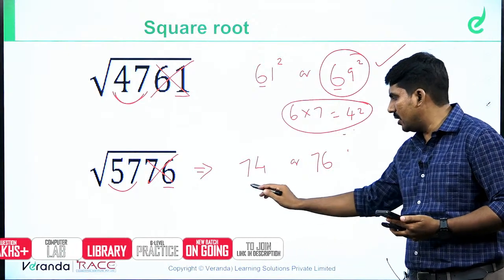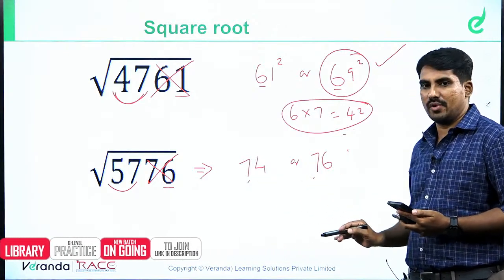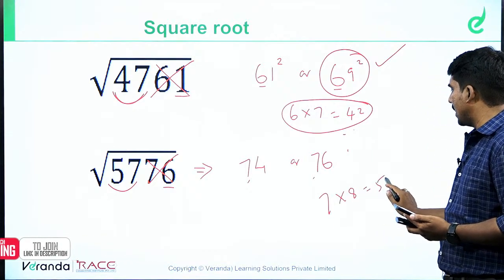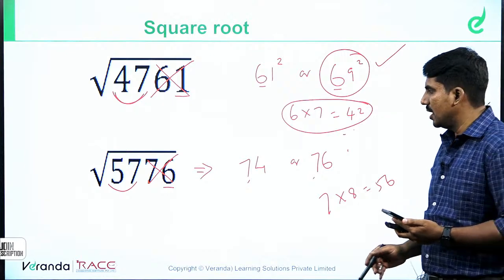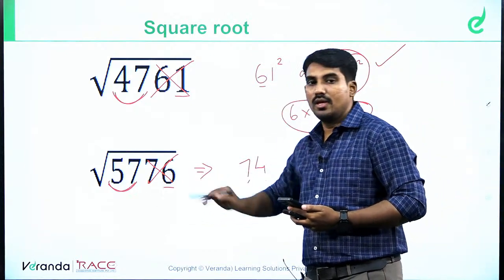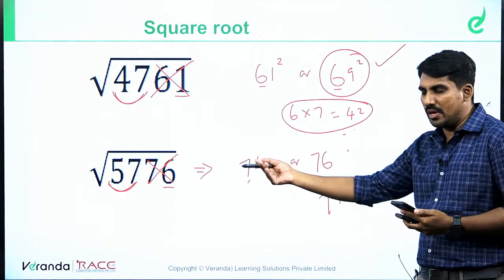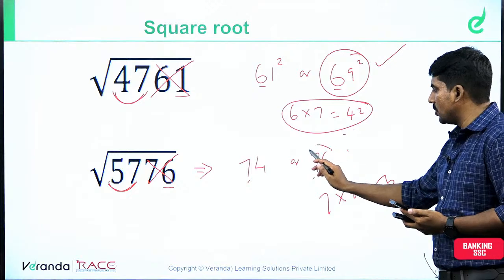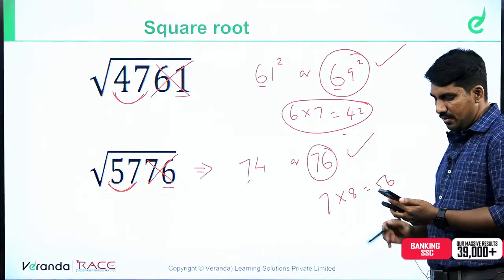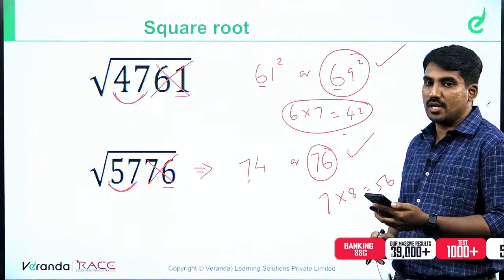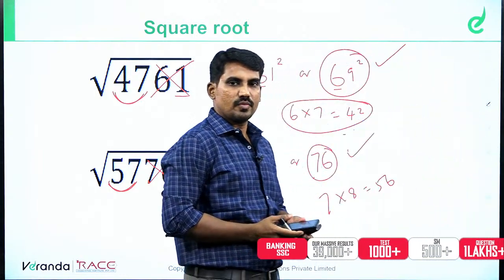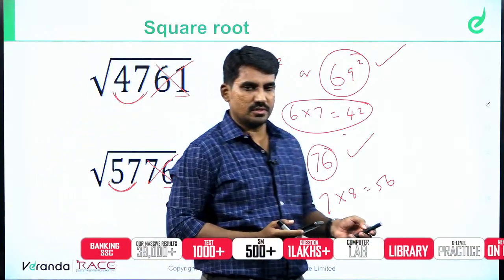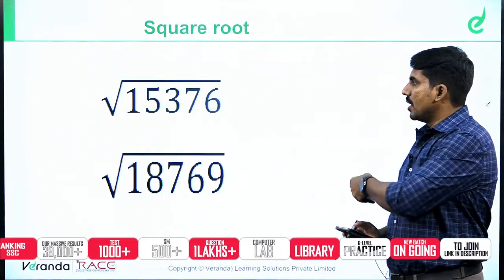For that, what are we doing? Now we have taken the number 7. That 7 into 8, the next number, we are getting the value 56. But here they have given 57. That 57 is more than this 56. Therefore, choose the highest number. Clear? 76. Very good, Sherin, 76. Clear? Right. Now, try this.